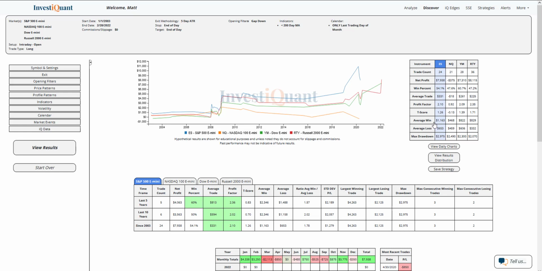As for the average moves, the average win is larger than the average loss for the S&P, so that's the average move to the upside there. For the NASDAQ, very similar in size. The average move to the upside is larger in the Dow and the Russell compared to their average moves to the downside. So historically speaking, the average moves to the upside have been larger than the average moves to the downside. However, the win rates on these are very mixed. I don't see anything that is consistent here.